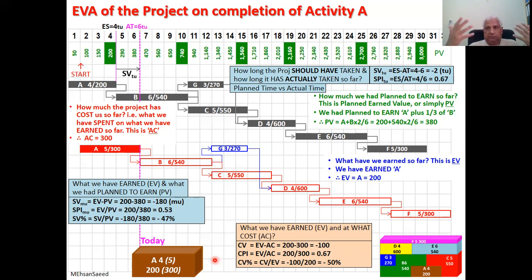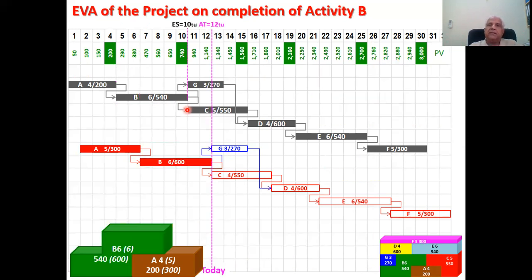So this is what we keep doing as the project progresses. We have done it when activity A was complete. The next good time to do earned value analysis is when activity B completes. We assume the project has gone forward and it is the 12th day of the project and activity B has also completed. Activity B has completed in 6 days, and instead of 540, it has cost us 600. So let's proceed again. First, let's deal with time. This is today's line, the 12th day of the project. So this is actual time. What we have achieved, we have completed activity B.